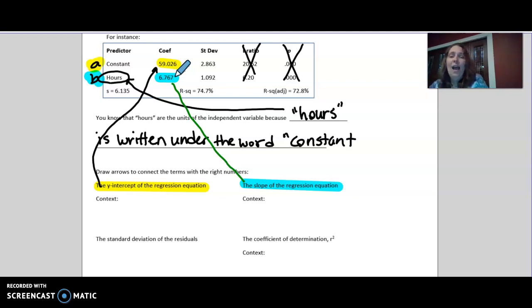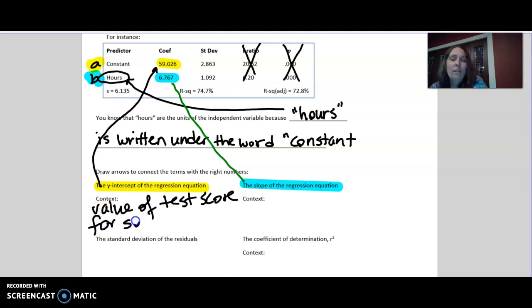Okay, remember that for context of y-intercept, that is the value of y when x is 0. In this case, the y is the test score. When x is 0, that means for someone who didn't sleep the night before. So got 0 hours of sleep.